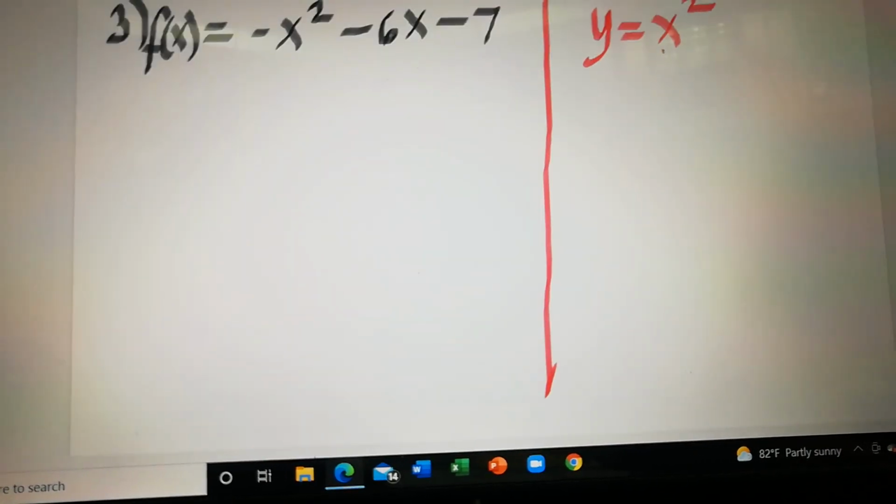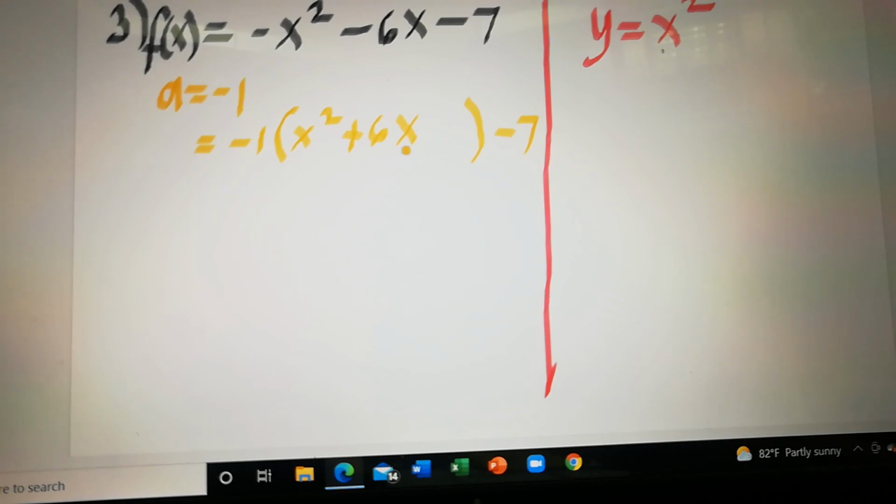Next is, okay, this time the value of a is equal to negative 1. So this one, instead of plus 1, plus 3, plus 5, you subtract 1, subtract 3, subtract 5. Okay, so let's transform this into vertex form. You factor out negative 1: x squared plus 6x minus 7.